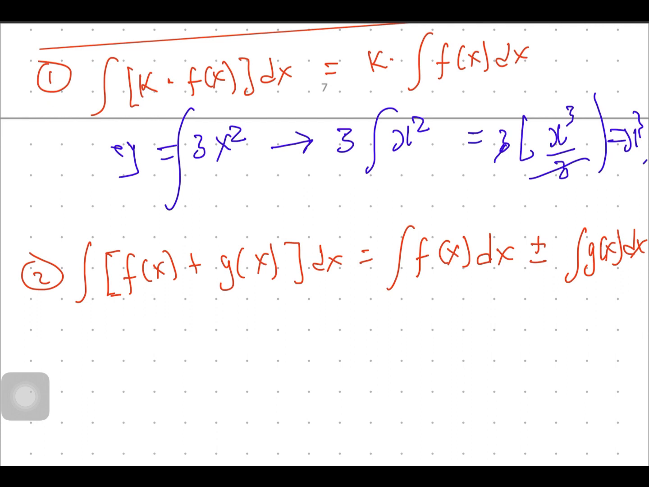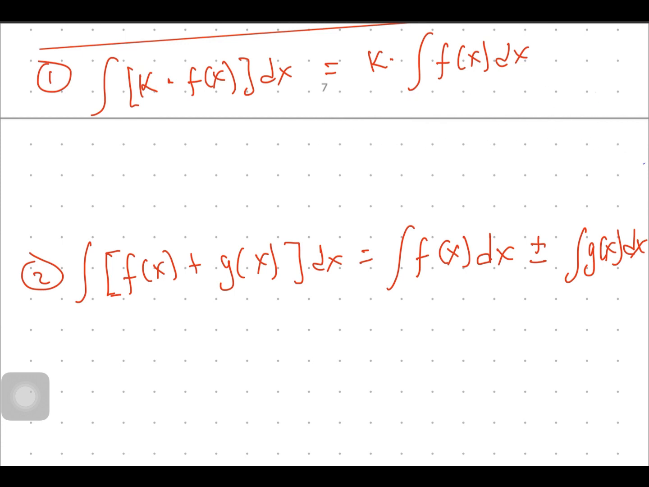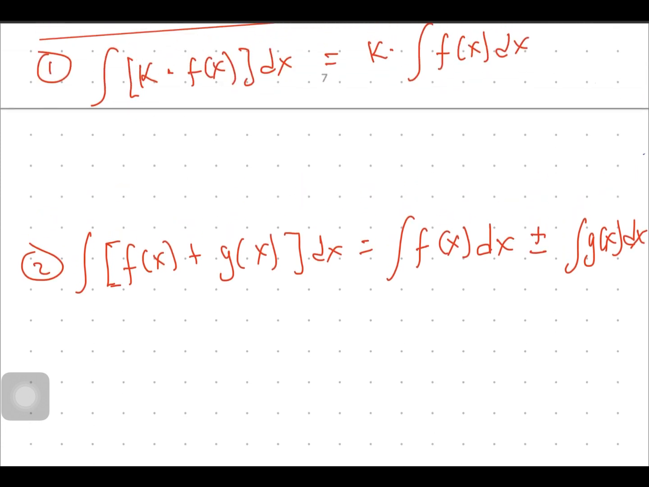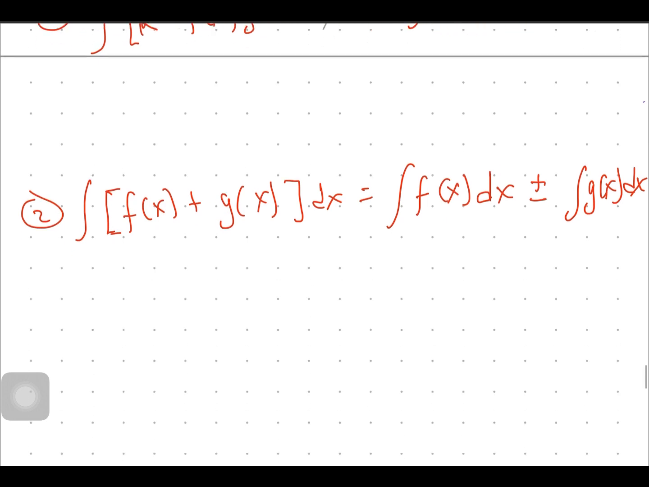So this is what the first property means. That means if you have a constant attached to a variable or the function, you can move the constant in front and then integrate whatever the variable is. When you are done, you just multiply by it. So we will solve examples about it. Let's move on to the second property.